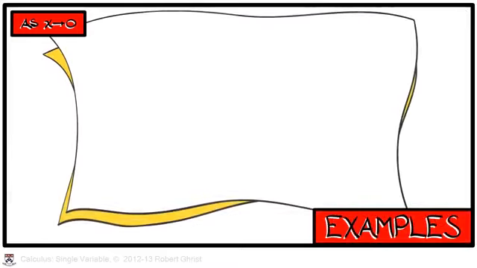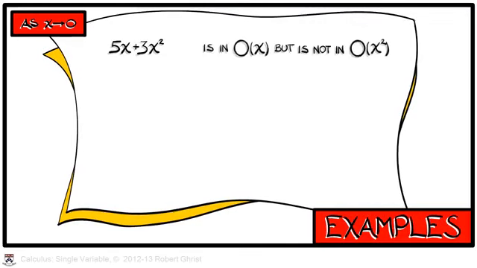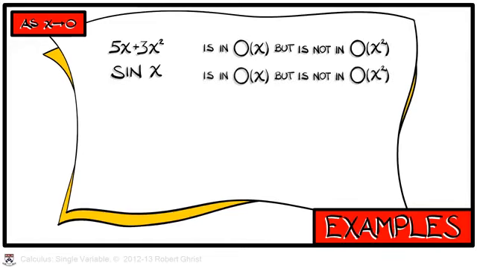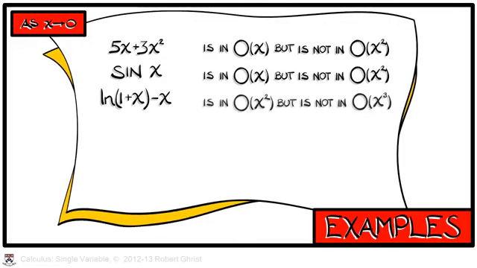Let's look at a few examples. In the limit as x goes to 0, the function 5x plus 3x squared is in big O of x, but it's not in big O of x squared. Sine of x is in big O of x, but not in big O of x squared. Log of 1 plus x minus x, as you could see from Taylor expanding, is in big O of x squared, but not in big O of x cubed.